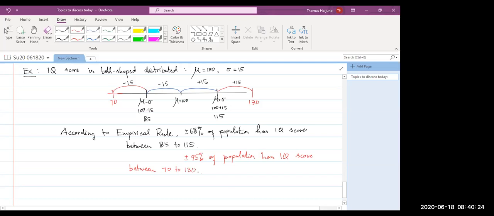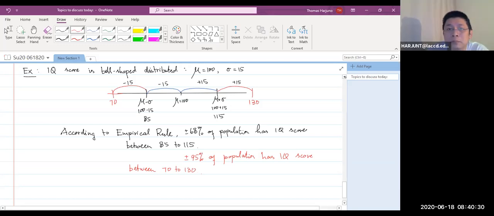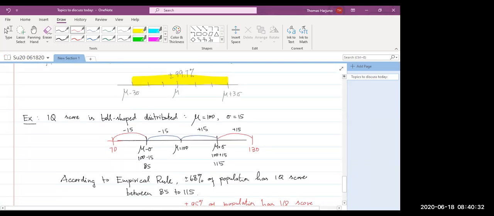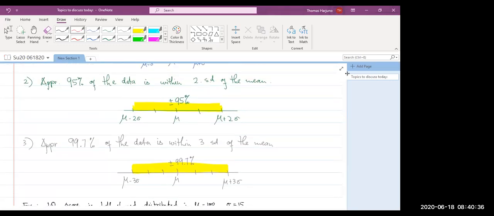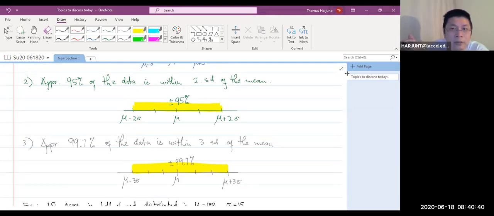So, Professor, those percents you showed us earlier, they're always representing, like, 2 deviations is always going to be 95%, and then 3 is always going to be 99.7%? That's right.